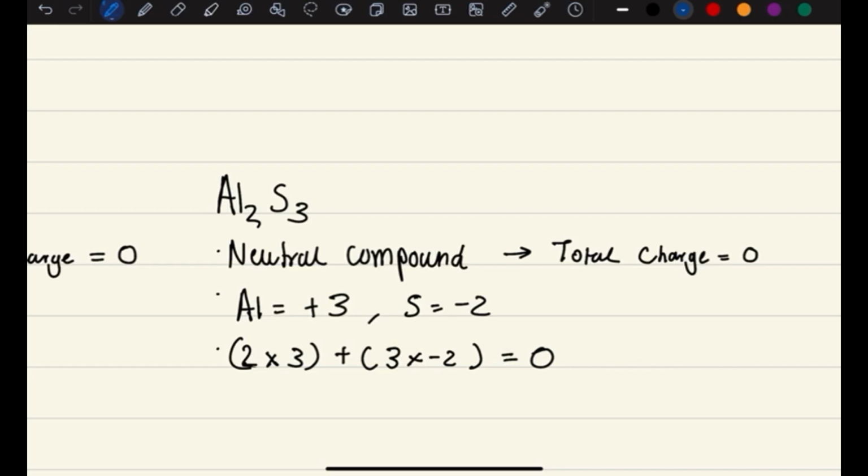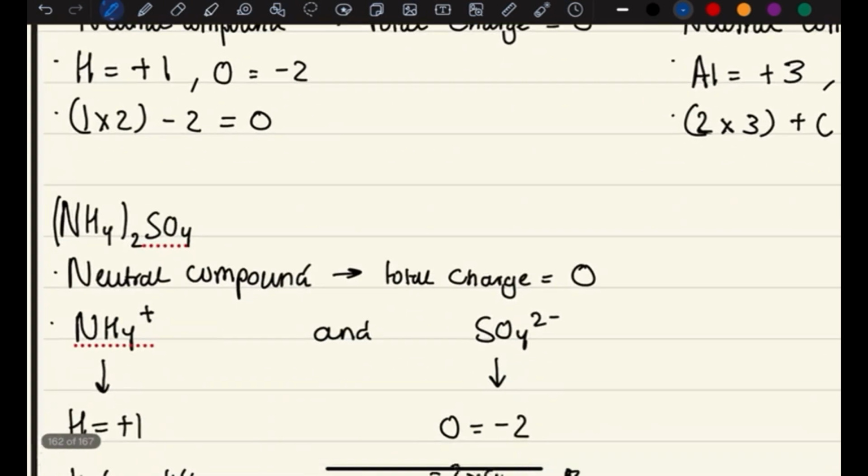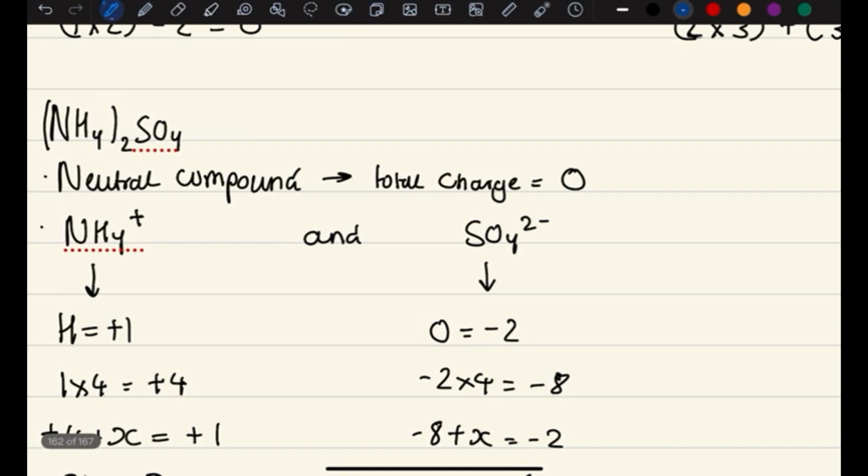2 times 3, if we're working with aluminium, is going to be +6. 3 times -2 is going to be -6. So they add together to make 0 again. So just remember, if you have an ionic compound, think about the ions that are making it up. And we're going to use that to our advantage here when we're talking about ammonium sulfate. Total charge is 0 because it's neutral.